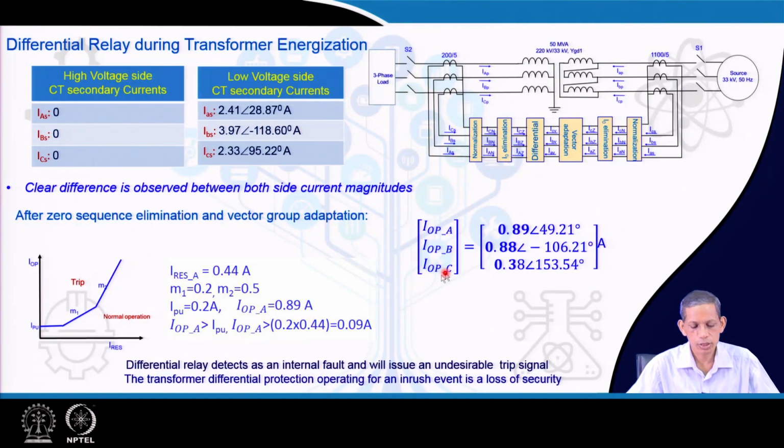we allow this current and it falls in the trip region, the transformer will operate unnecessarily. So, this is a compromise in the security perspective of the differential relay, and therefore some mechanism must be there to avoid unwanted tripping due to transformer energization or inrush situation.